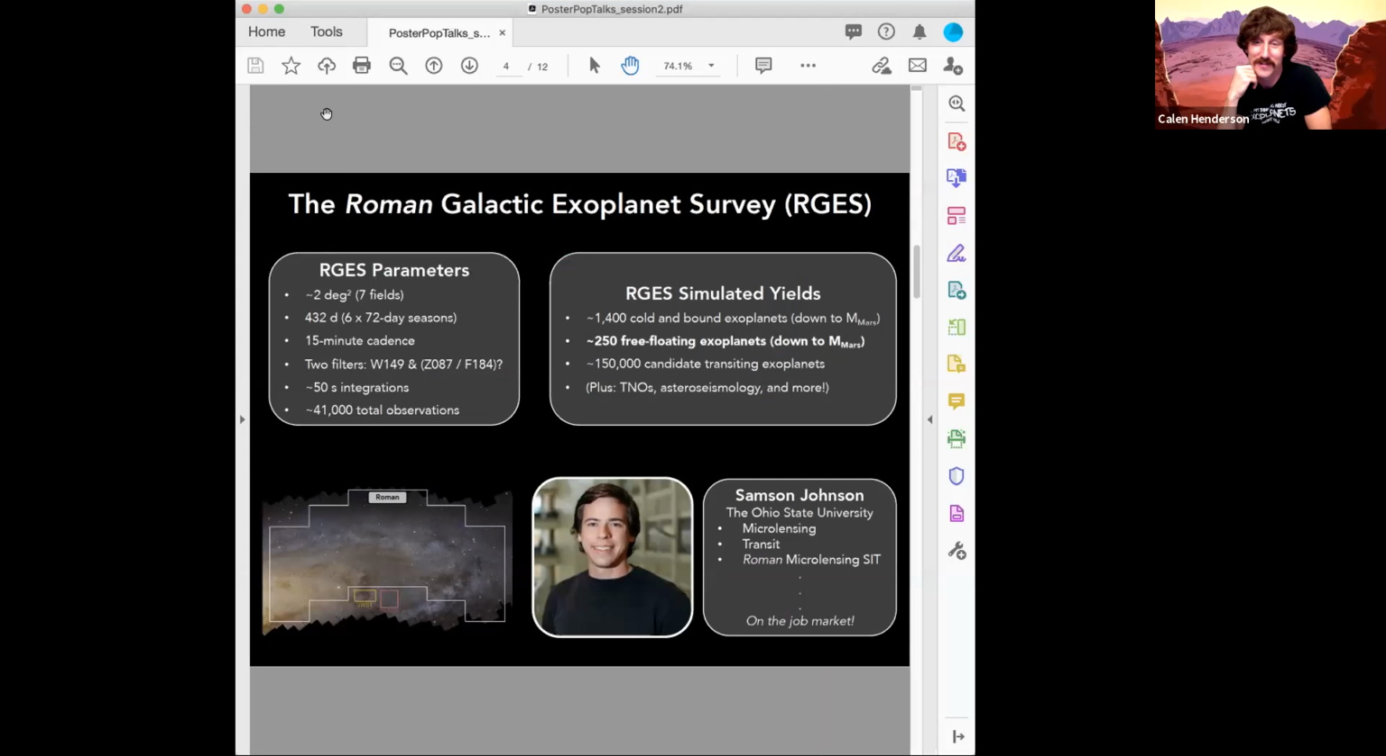I'm presenting this on behalf of the Microlensing Science Investigation Team for the Roman Space Telescope, which was recently renamed from WFIRST to honor the legacy and scientific contributions of Dr. Nancy Grace Roman. The Roman will use its wide field imager to conduct a 2 square degree multiband survey of the galactic center in the near infrared, spanning a total of 432 days over 6 observing seasons. The primary goal of this Roman Galactic Exoplanet Survey, or RGES, is to detect and characterize exoplanets, both bound and free-floating, using gravitational microlensing. Simulations indicate that the survey will detect approximately 1,400 cold and bound exoplanets down to the mass of Mars, as well as over 150,000 transiting exoplanet candidates.